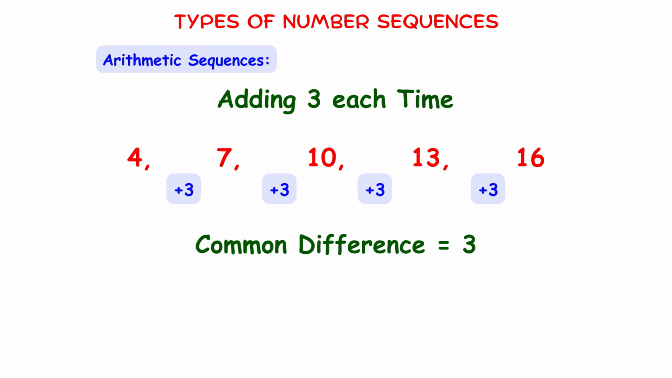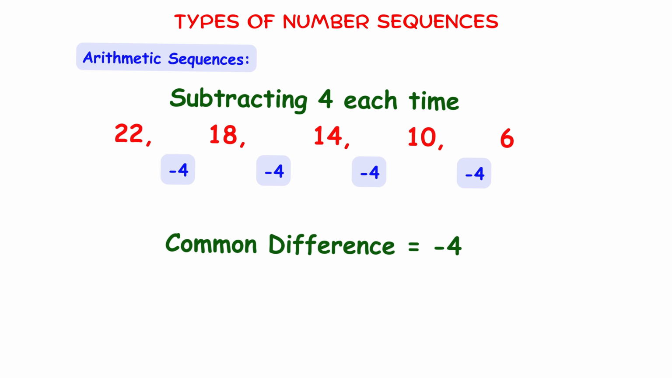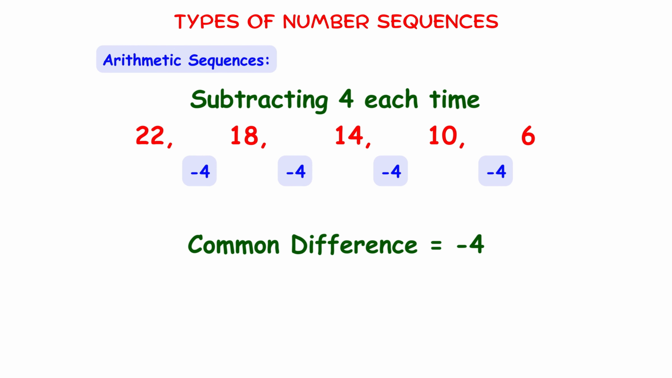For this next one, to get from 22 to 18, we subtract 4, and then to get from 18 to 14, we subtract another 4, and we have to do the same thing to get to 10, and then to get to 6. So the pattern for this sequence is that we're subtracting 4 each time.